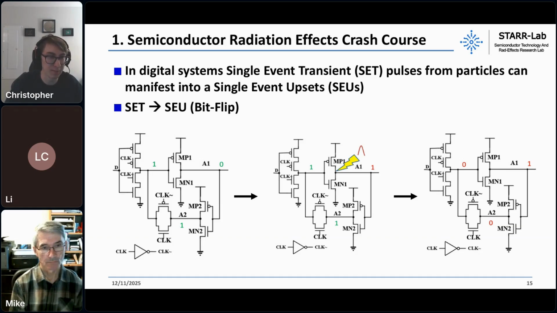You have two inverters that are back to back, and it's stable in one of two conditions. The idea is that if you have a particle that strikes the device at the right place, it'll induce that voltage transient, and if that transient lasts long enough, then that 0 turns to a 1, and if that 1 then propagates throughout the system, it'll then flip it to its other bistable state. In that case, you've had a bit flip occur, and the data has been corrupted.